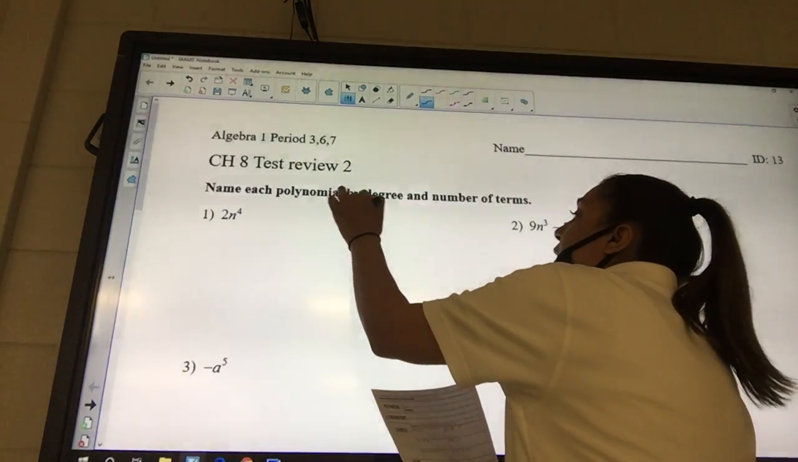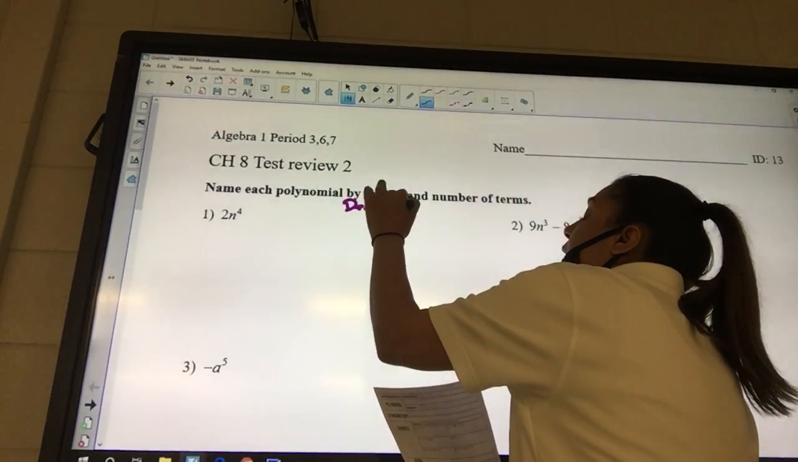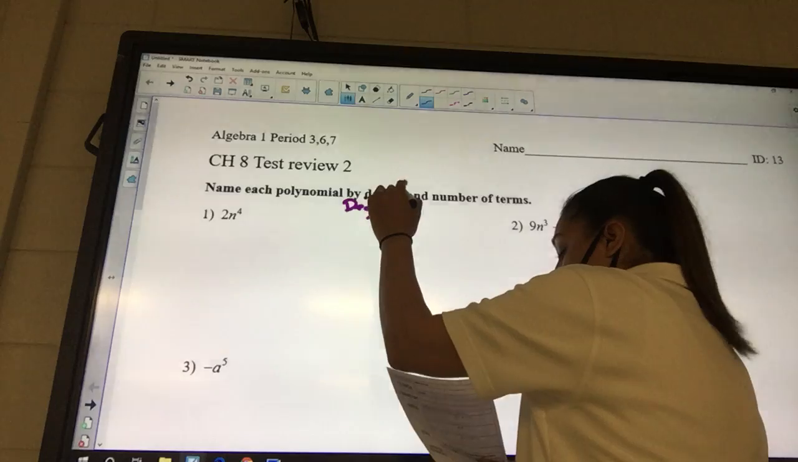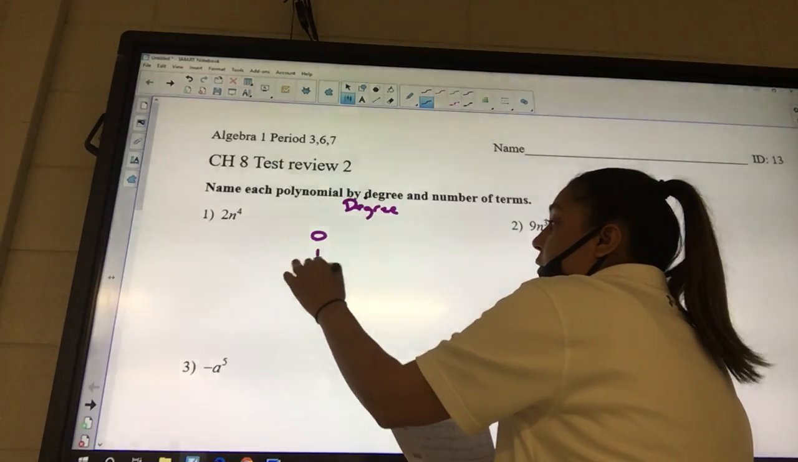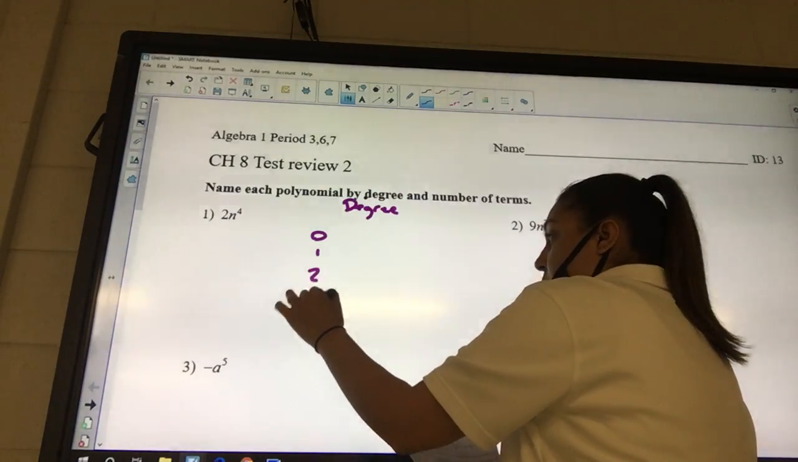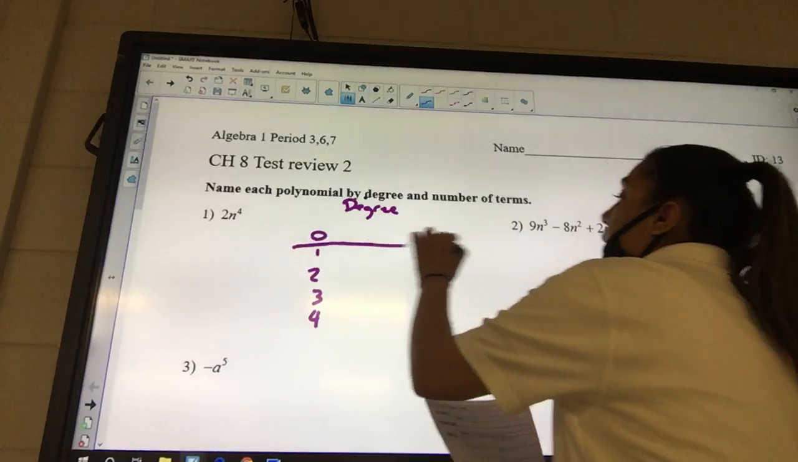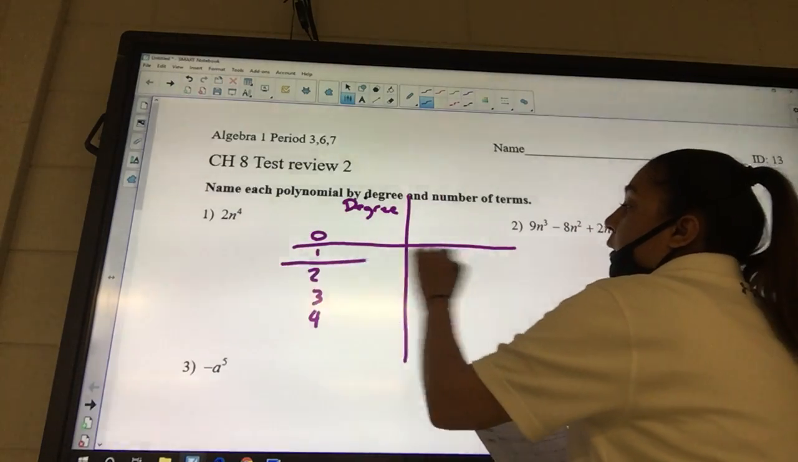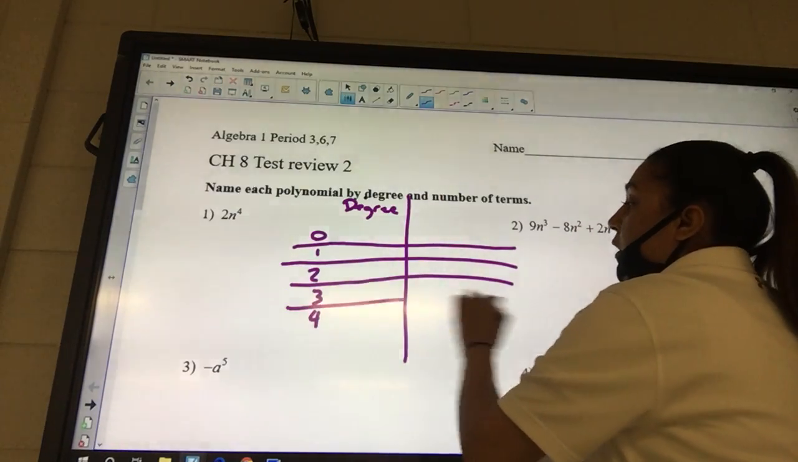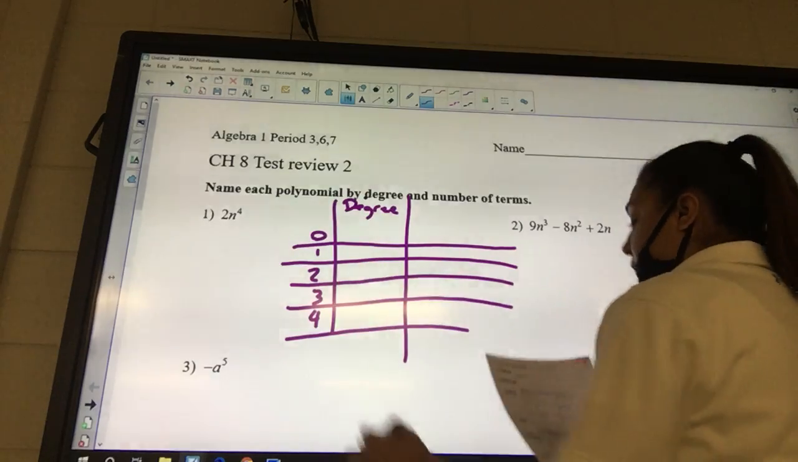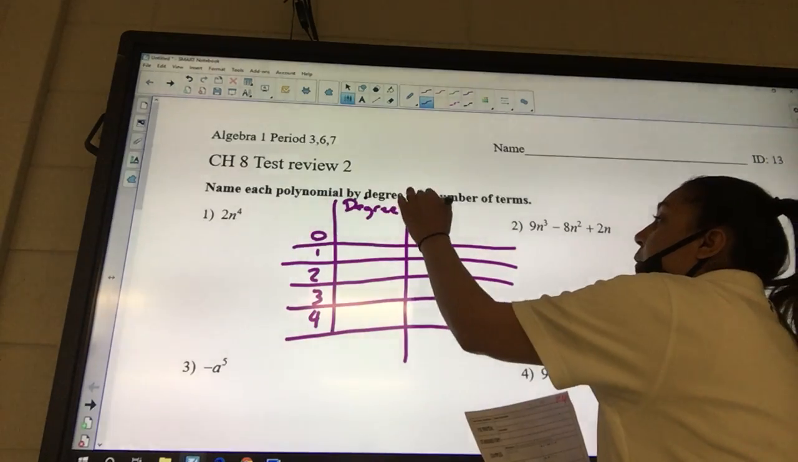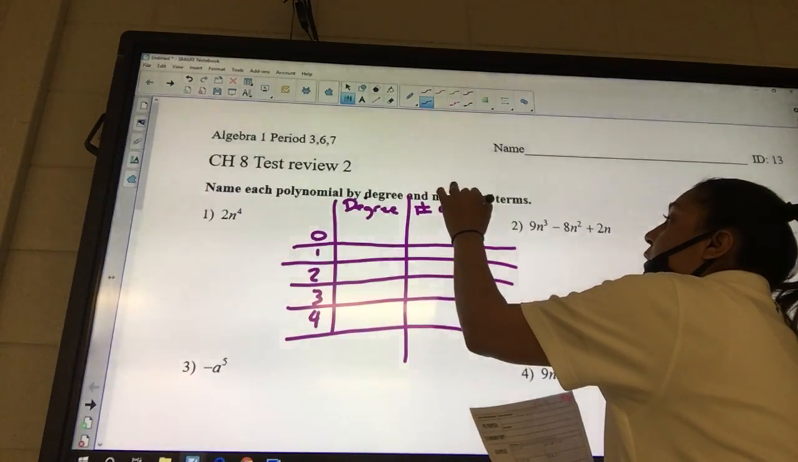So we got degree, okay, and that's for our exponents. So if we got 1, 2, 3, and 4, you need this little chart. And then we got number of terms.